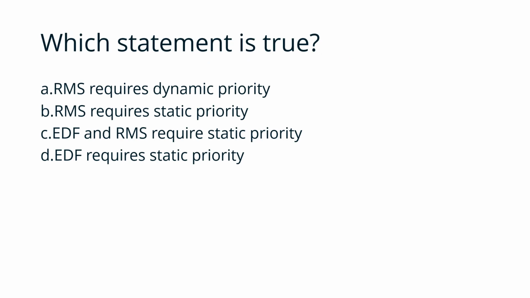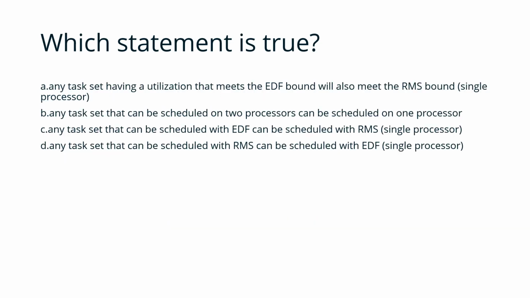Okay, what statement is true? RMS requires dynamic priority. That's not true. RMS requires static priority. That's true. EDF and RMS require static priority. No. EDF is dynamic, RMS is static. So it's static. Yeah.